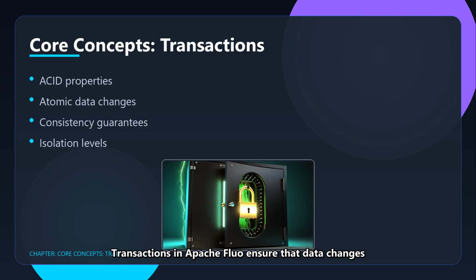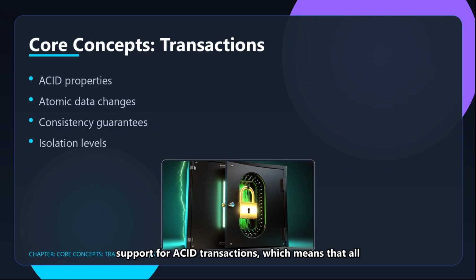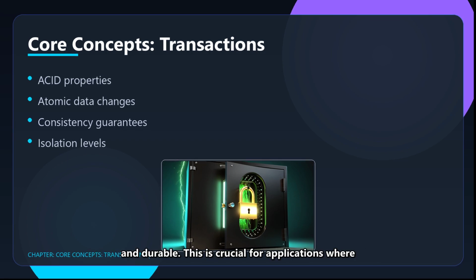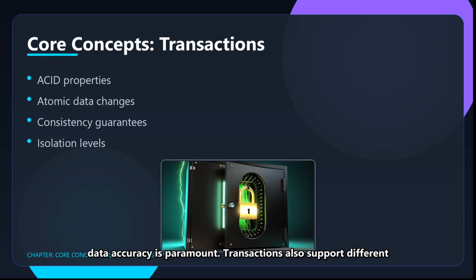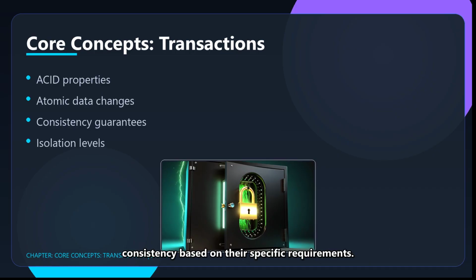Transactions in Apache Fluo ensure that data changes are processed reliably and consistently. Fluo leverages Cumulo's support for ACID transactions, which means that all changes within a transaction are atomic, consistent, isolated, and durable. This is crucial for applications where data accuracy is paramount. Transactions also support different isolation levels, allowing developers to balance performance and consistency based on their specific requirements.